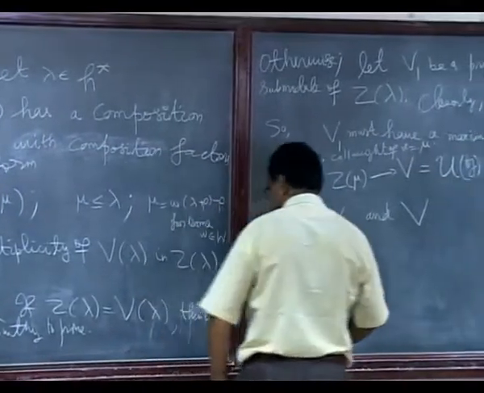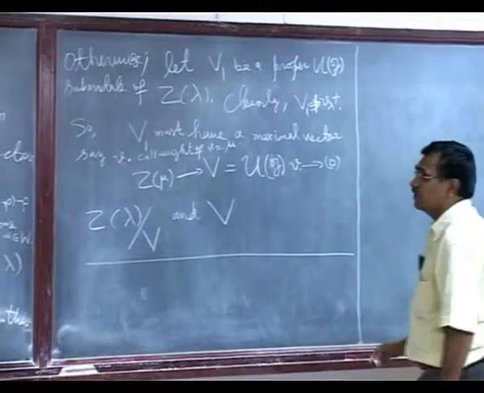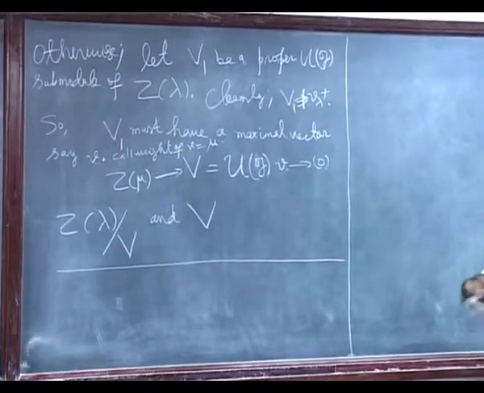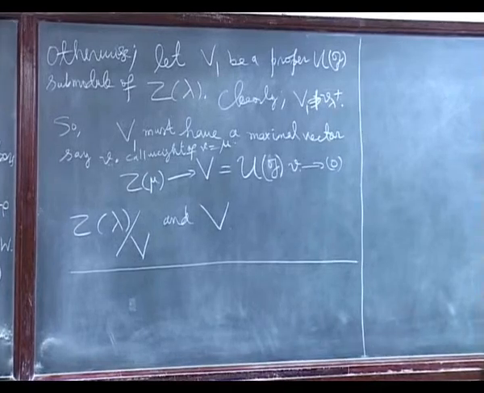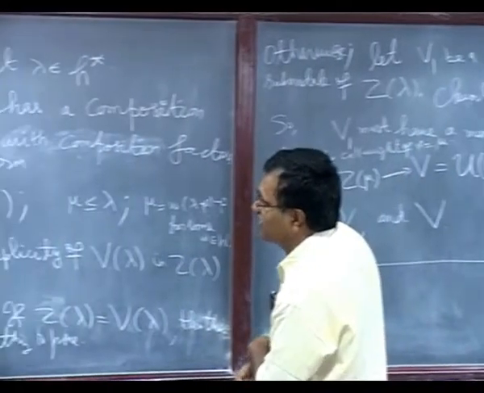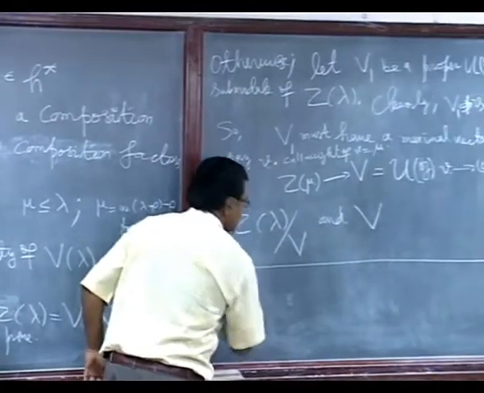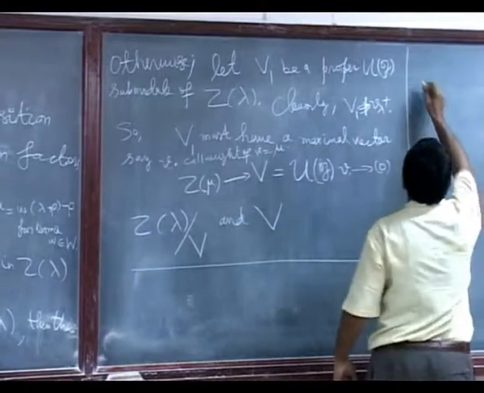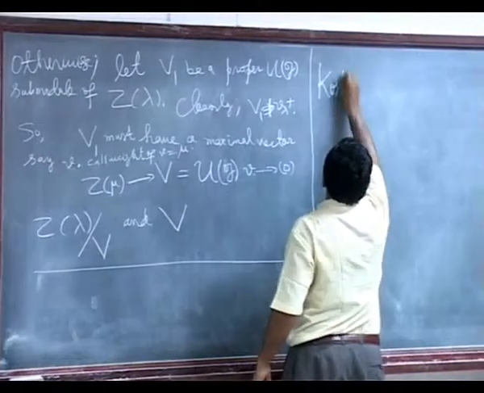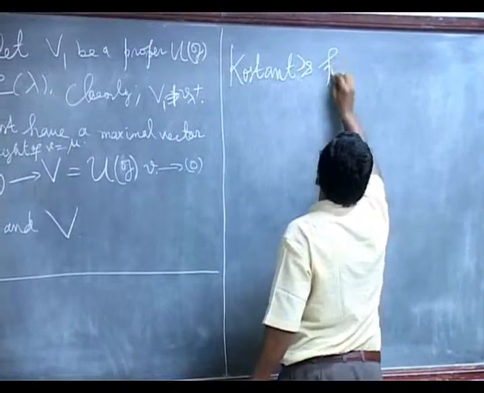So I think I gave enough explanation for this. Due to time constraint, I cannot write everything, because it is the last lecture, and I have to go into Kostant's multiplicity formula now. Okay. So maybe I can write here. It's Kostant's formula.